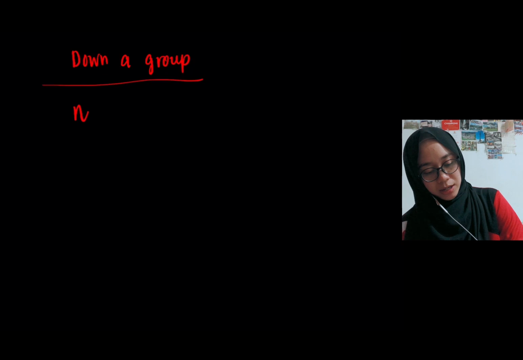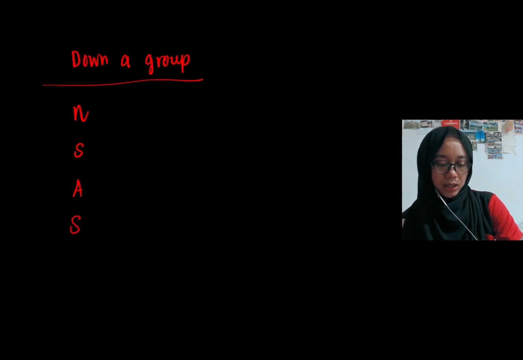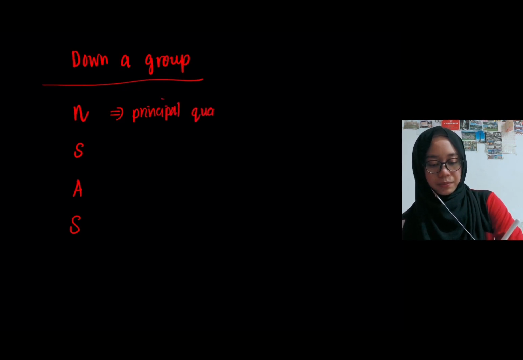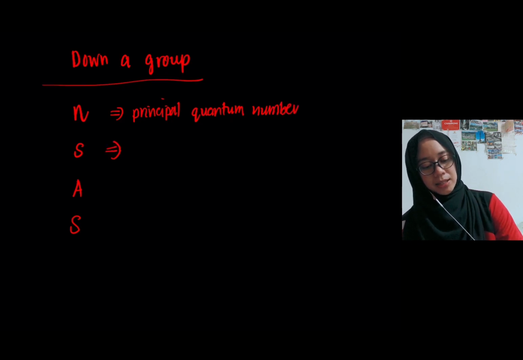Jadi, kalau tadi untuk kita punya across the period, kita ada PIZZAS kan. Okay, so this one pula untuk down the group, kamu boleh guna NASAS. Okay, so n dekat sini adalah merujuk kepada principal quantum number. Okay, and then S dekat sini pula adalah shielding effect ataupun screening effect.